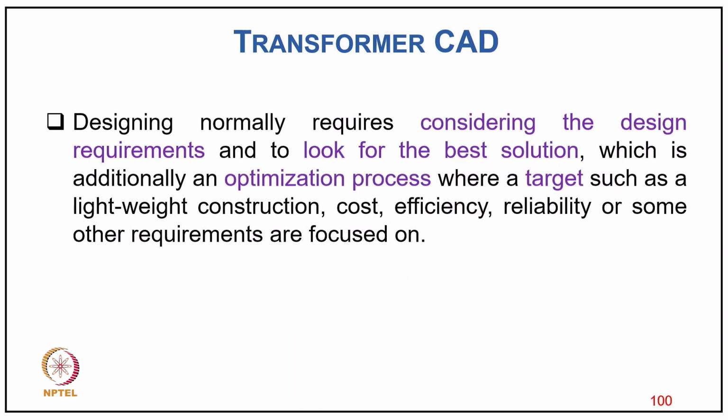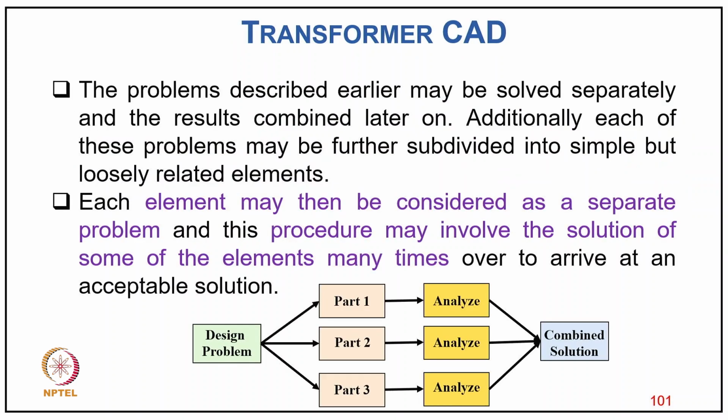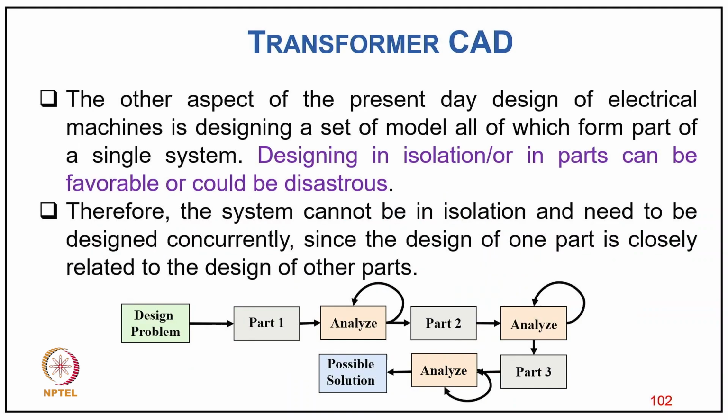Design normally requires considering the design requirements and looking for the best solution, which additionally is an optimization process where targets such as light weight, construction, cost efficiency, reliability or some other requirement are focused on. The problem described earlier may be solved separately and the results combined later on. Each of these problems may be further divided into simpler but loosely related elements. Each element may then be considered as a separate problem, and the procedure may be repeated many times over to arrive at an acceptable solution. So we start from the design of different parts, part 1, part 2, and then analyze and combine the solution.